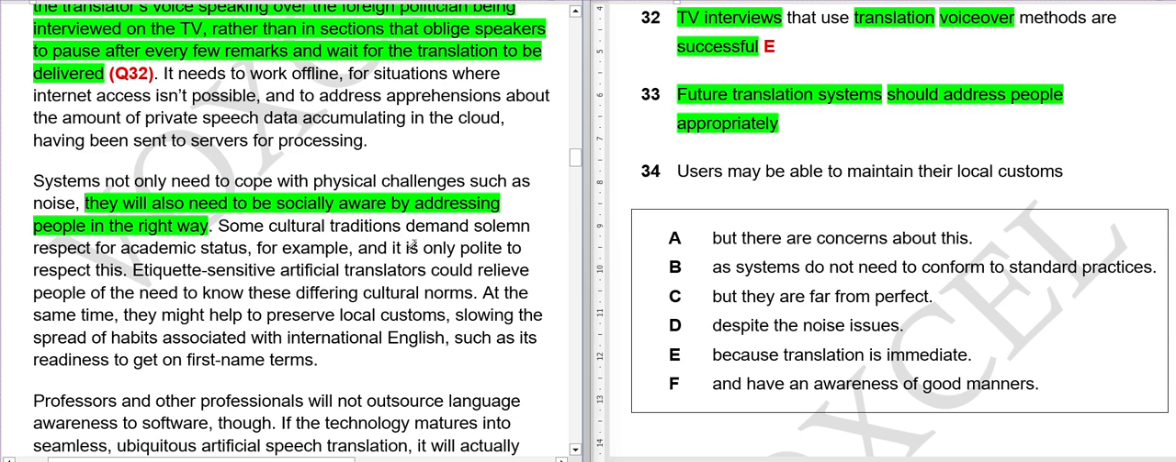Some cultural traditions demand solemn respect for academic status, for example, and it is only polite to respect this. Etiquette sensitive artificial translators could relieve people of the need to know these differing cultural norms. At the same time, they might help to preserve local customs, slowing the spread of habits associated with international English, such as its readiness to get on first name terms.